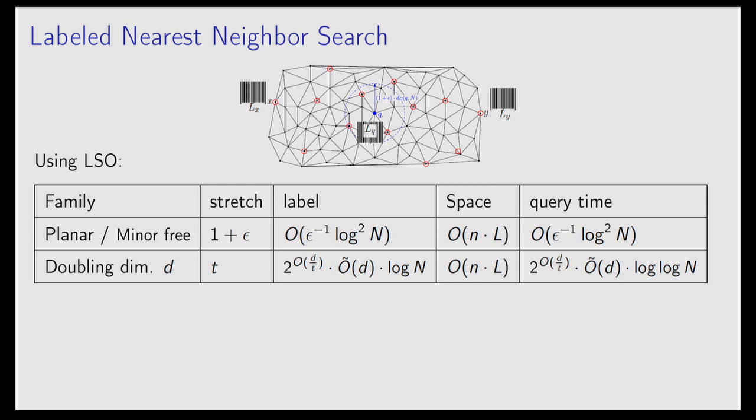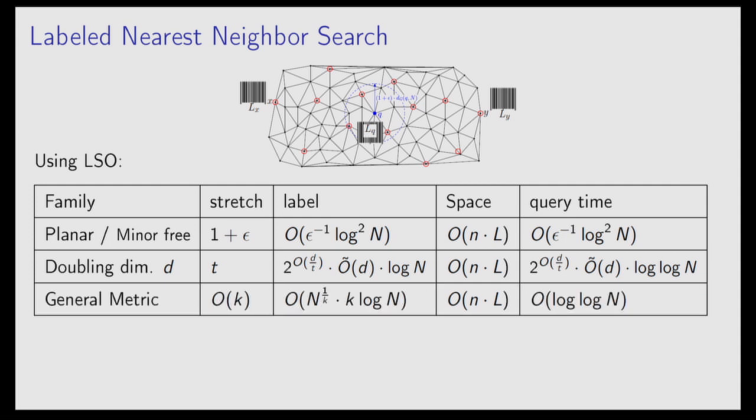The query time, again, is dependent on the number of orderings you have. And even for general metrics, which were completely unknown, we get nearest neighbor search with the usual trade-off of stretch k, size n to the 1 over k, where big N is the size of the metric space, and the query time is log n. So actually, this is a different technique than LSO.